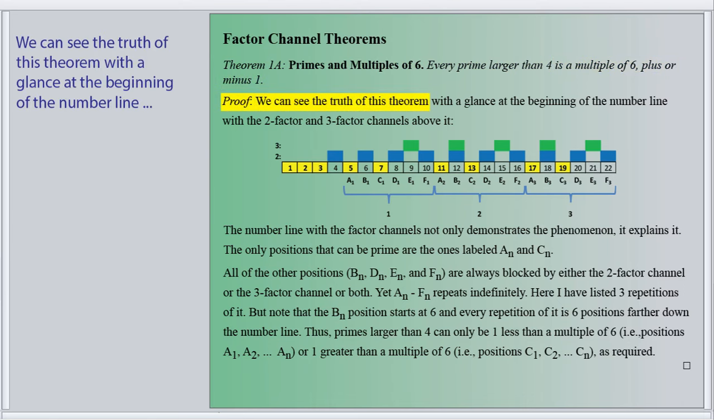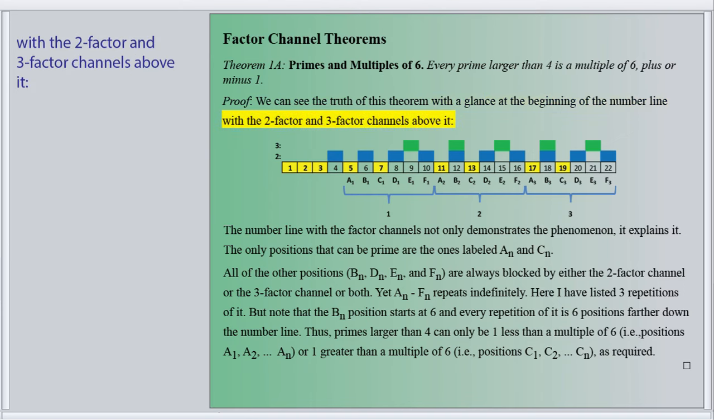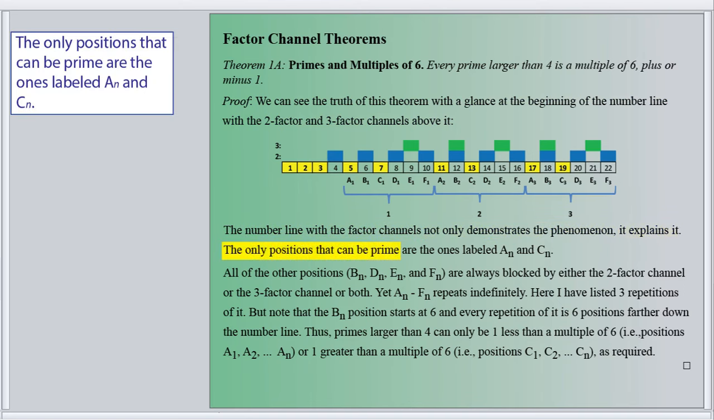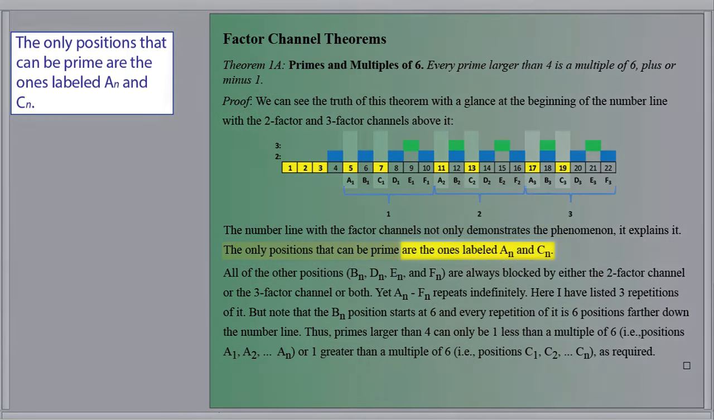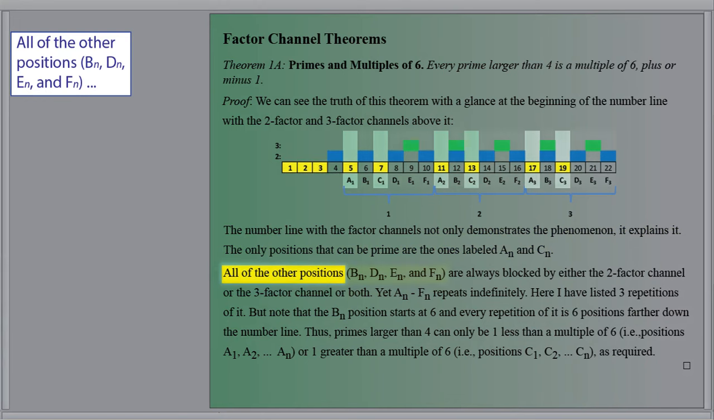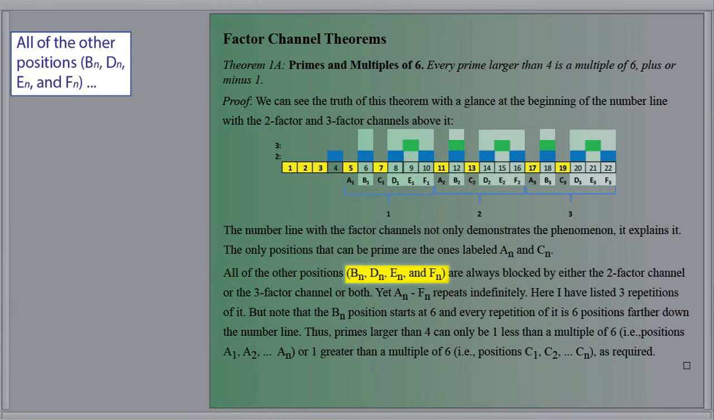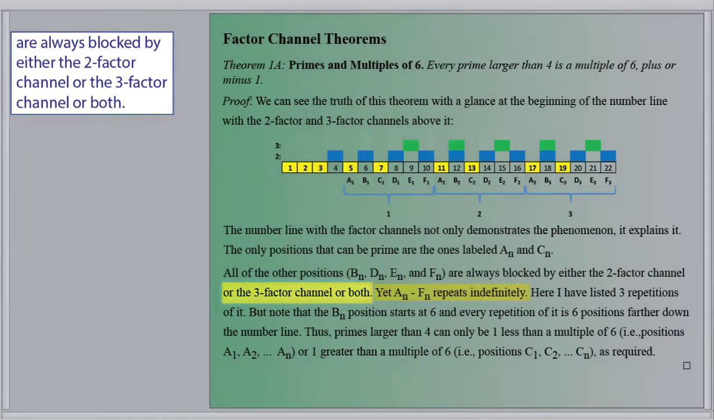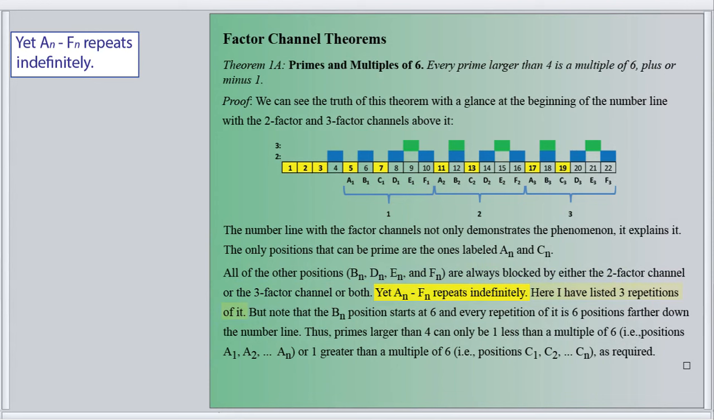Proof. We can see the truth of this theorem with a glance at the beginning of the number line with the 2-factor and 3-factor channels above it. The number line with the factor channels not only demonstrates the phenomenon, it explains it. The only positions that can be prime are the ones labeled A and C. All of the other positions, B, D, E, and F, are always blocked by either the 2-factor channel or the 3-factor channel, or both. Yet A through F repeats indefinitely.